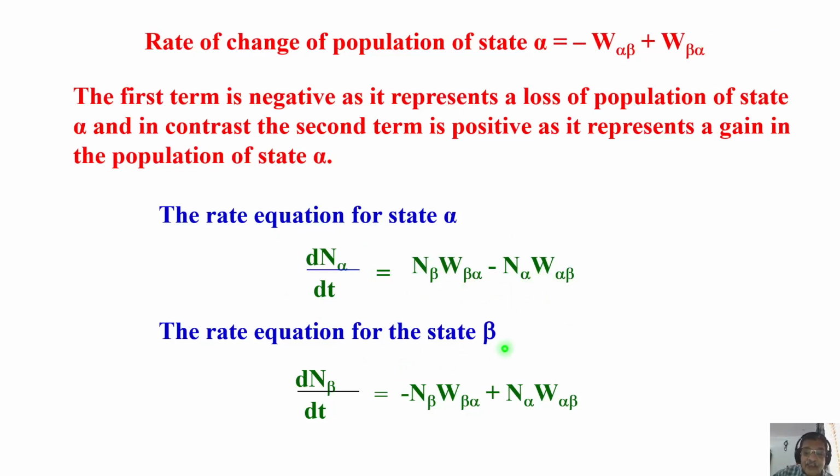Now the rate equation for state beta is identical. The only thing is you have to change the sign. That's all. For beta, when this goes up, this adds up. When it comes down, it is a loss of population in beta state. Except for the change of sign, the equation is similar.